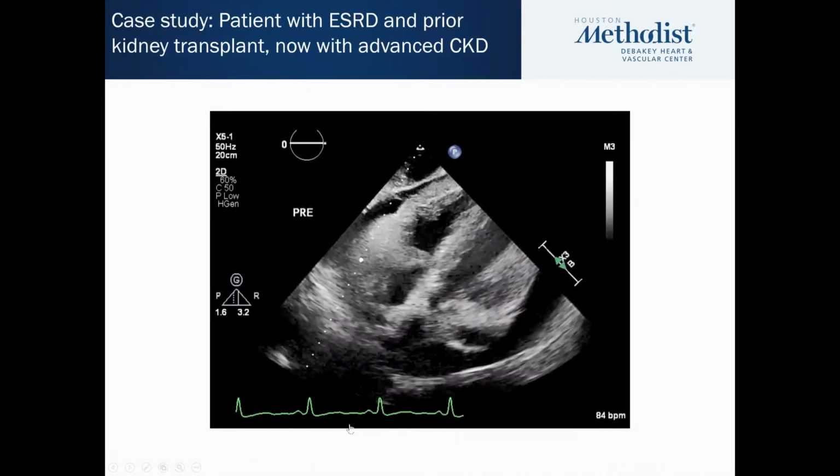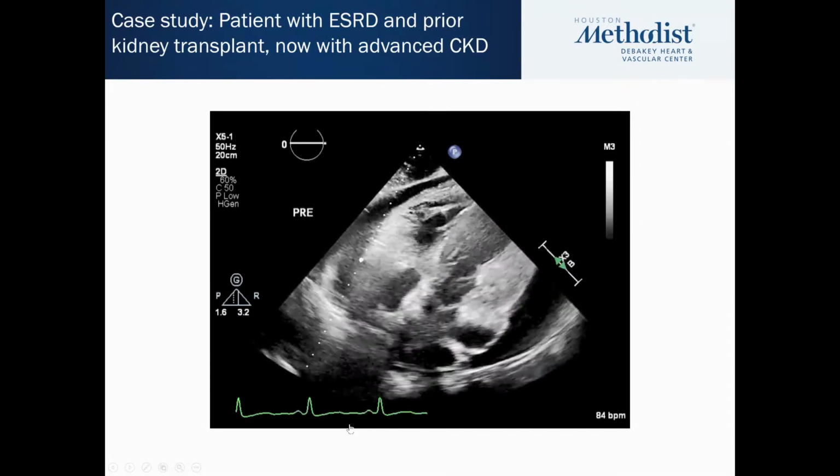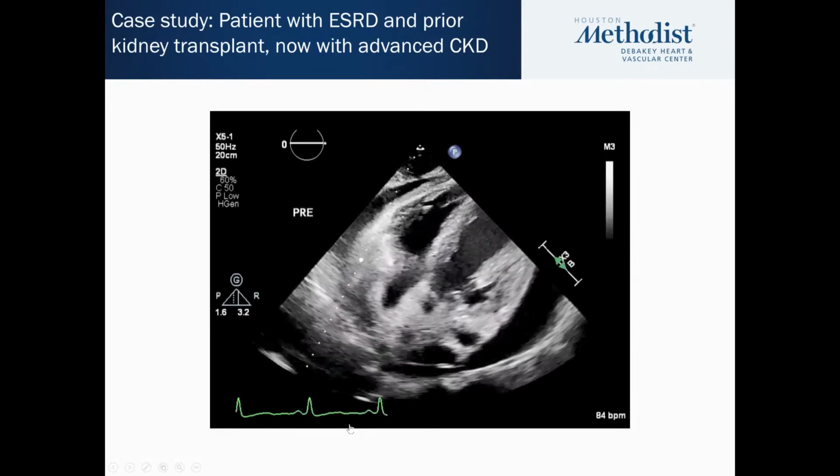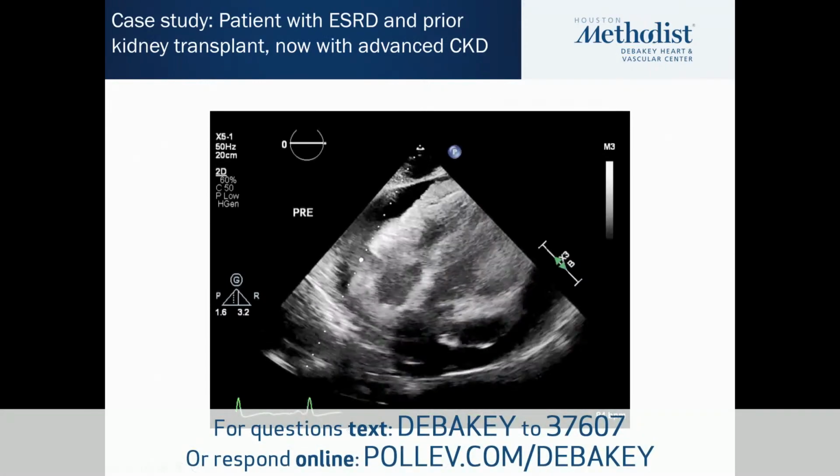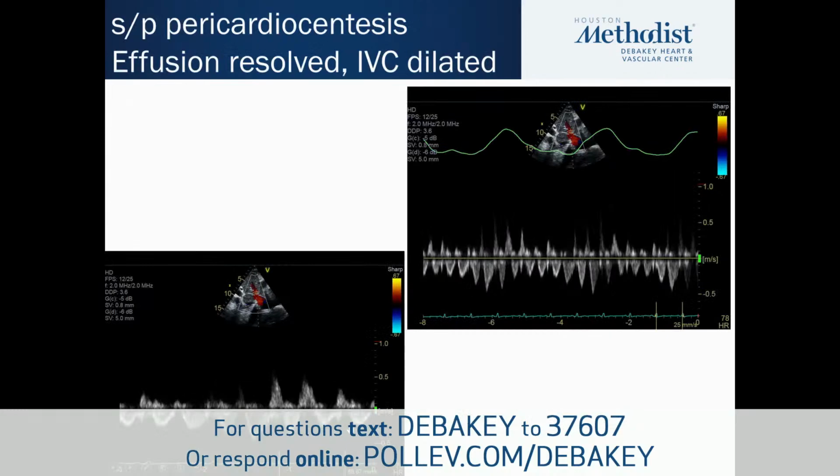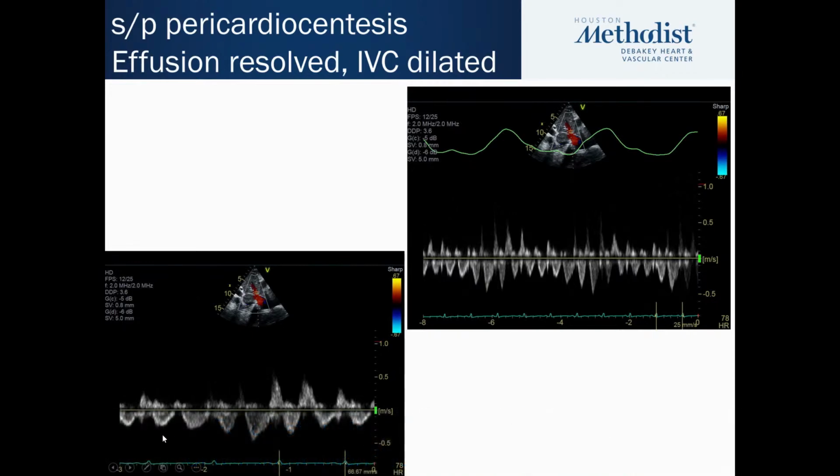Okay, let's discuss this case. So there's a person with end-stage renal disease, prior kidney transplant, now has advanced chronic kidney disease also, and he has this large effusion. The patient underwent a pericardiocentesis. The effusion resolves initially, and notice what's going on with the IVC here. This is sort of a magnified view of it. You see you have normal type of hepatic vein flow, but notice these changes here. Notice that you have these diastolic flow reversals that occur, and the sonographer here put on the respirometer and notice how you have these changes.